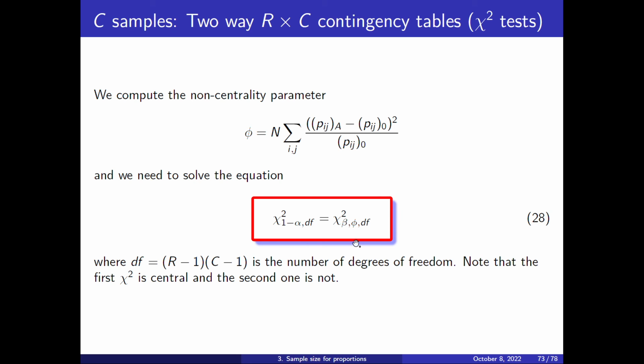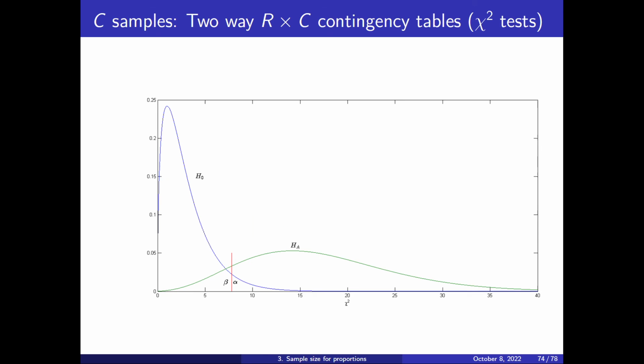So the equation that we have to solve is this one, where we have the term related to the confidence level and the term related to the statistical power given this non-centrality parameter, where n is the sample size and the number of degrees of freedom is the number of rows minus 1 times the number of columns minus 1. This is a transcendental equation where n is very difficult to solve, at least manually, but computers can do it.